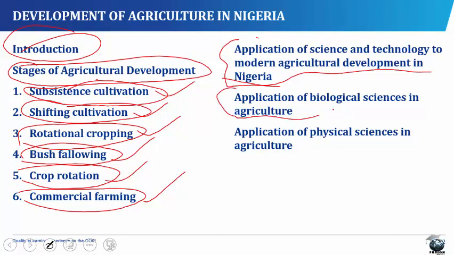Application of biological sciences in agriculture. The biological sciences include the study of living things in their primary environment. It is also known as ecology. Biological sciences can be applied in agriculture through the study of ecology, botany, zoology, biochemistry, genetics, and microbiology.